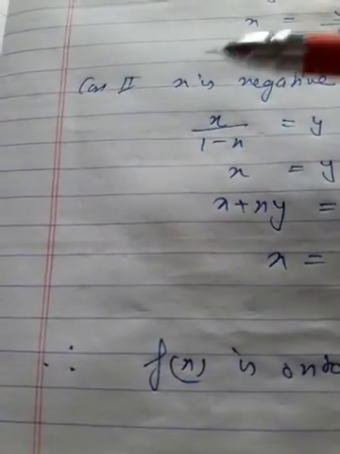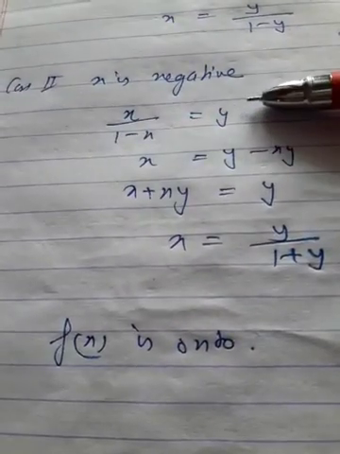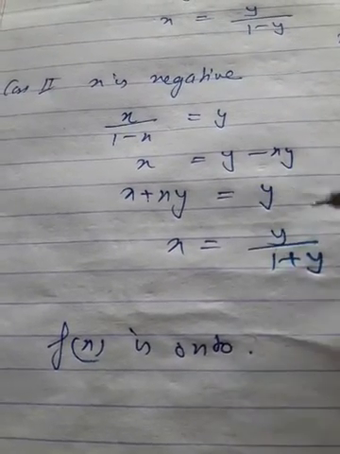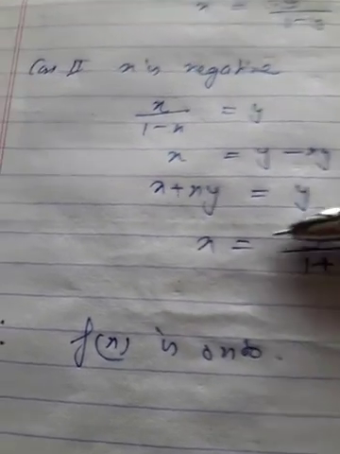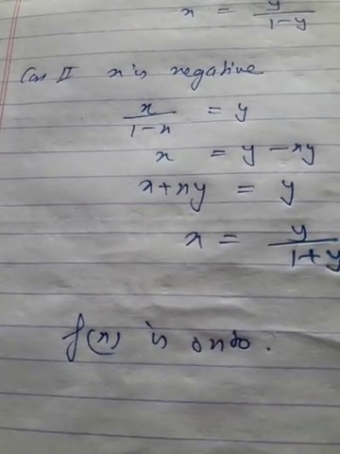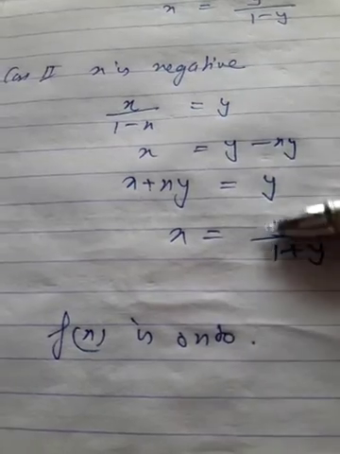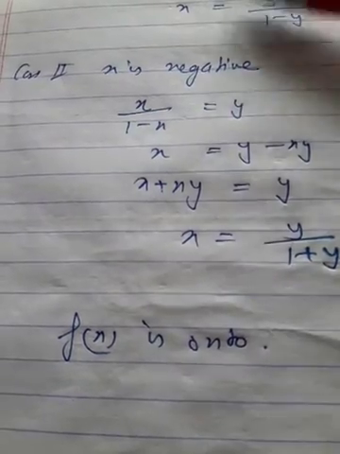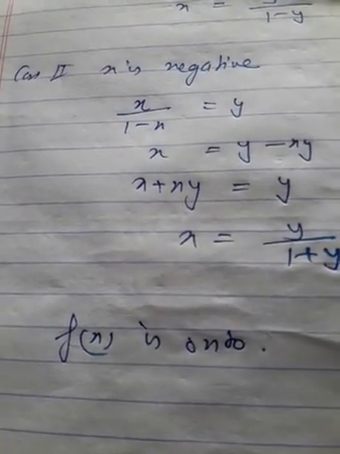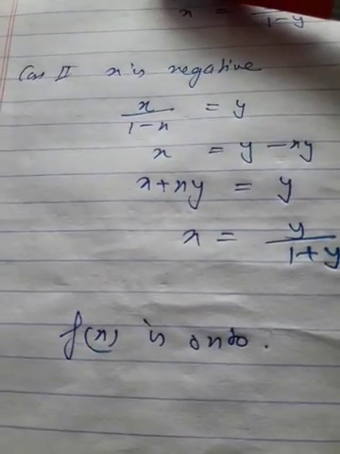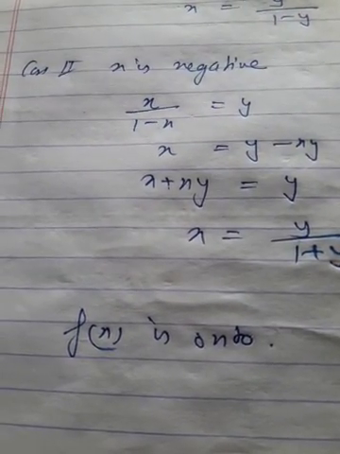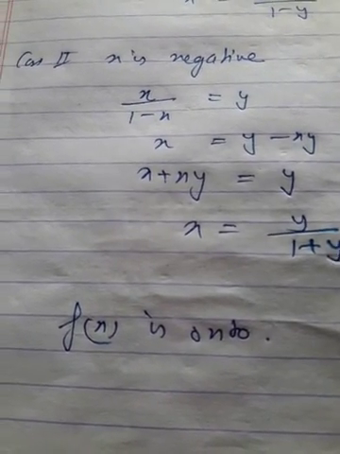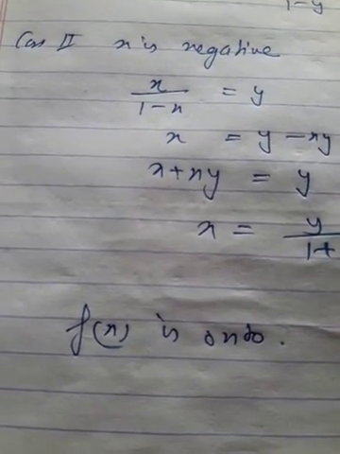See case 2. x is negative, so x upon 1 minus x equals y. After simplification, we get x equals y upon 1 plus y, for y in between -1 to 1. So in that case we always get x as a real number, and that is the domain of f. So for every value of y we get some value in the domain of f. Hence f(x) is an onto function. Now for this question we have to prove only whether the function is 1-1 and onto or not. So we have proved that f(x) is both 1-1 and onto.